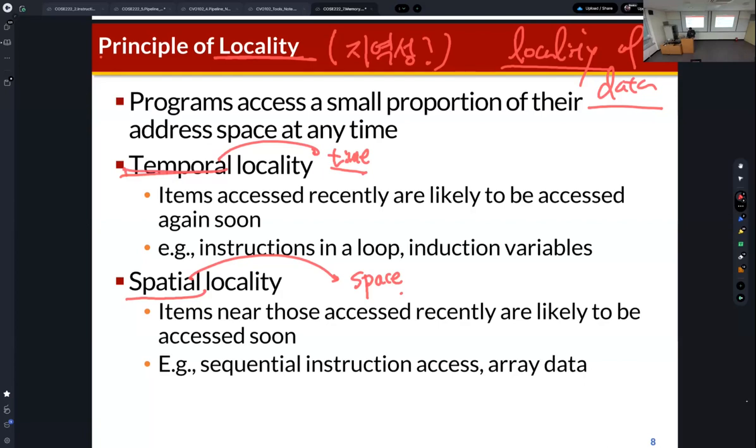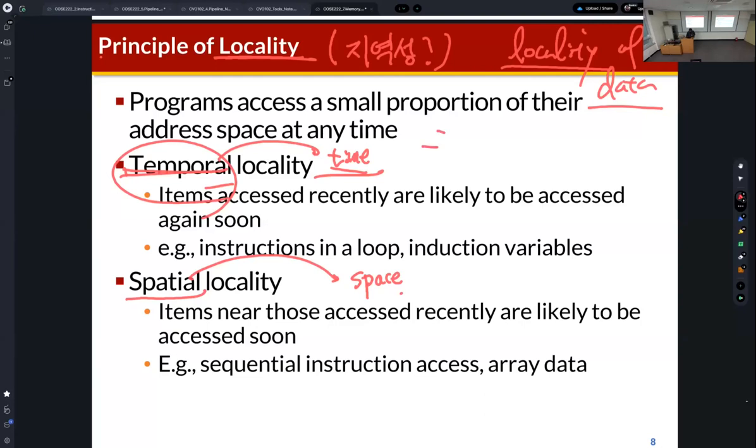Time-based locality means that if a certain data is used, the same data is repeatedly used. Time is temporal, so the timing is different, but with different timing, the same data is requested again and again. So we can observe this temporal locality frequently.